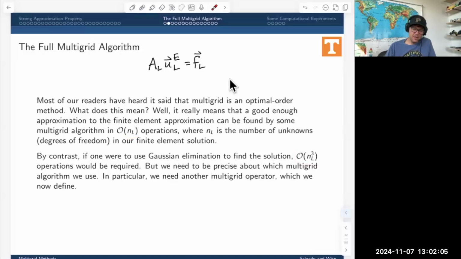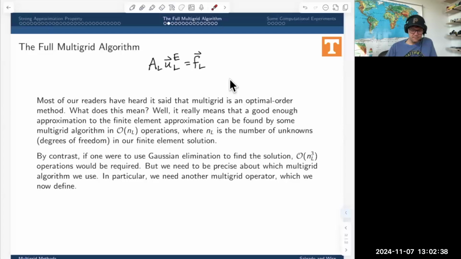The number of operations can't be fewer than proportional to the number of elements, because just filling in or copying in the solution requires that many operations, just adding two solutions together. So this is the bare minimum you could get in terms of the order of the number of operations required. Order, of course, means the amount of work is less than a constant times the number of elements, N_L.